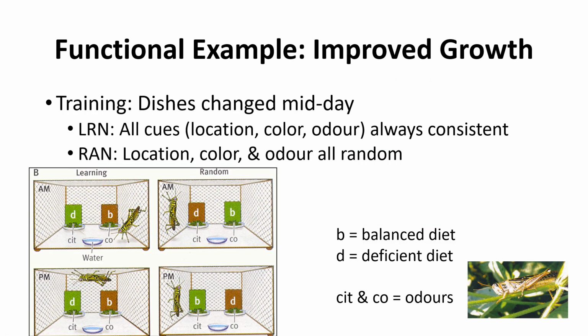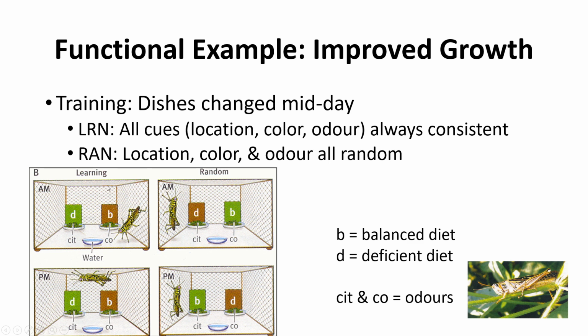And so once again, we start off with training, where we have two different groups. You're going to see some patterns here, kind of similar. So we can have a learning group where they were given the opportunity to learn from a bunch of different cues. They could have location, color, and odor associated with either a balanced nutritional supplement or the deficient nutrition. Those would all be constant.